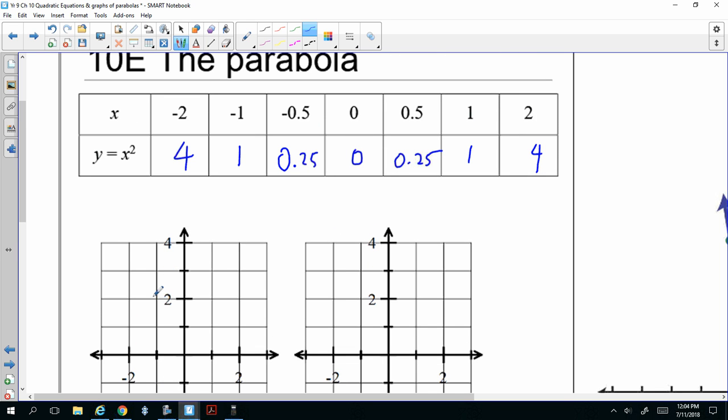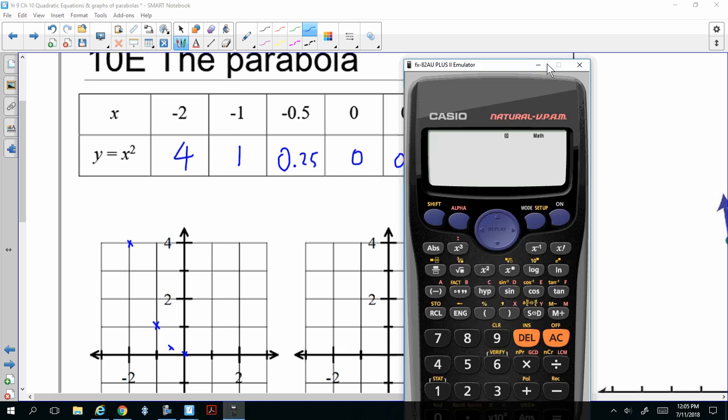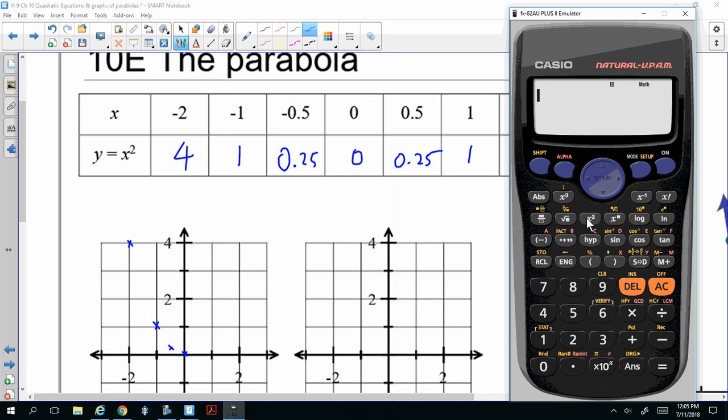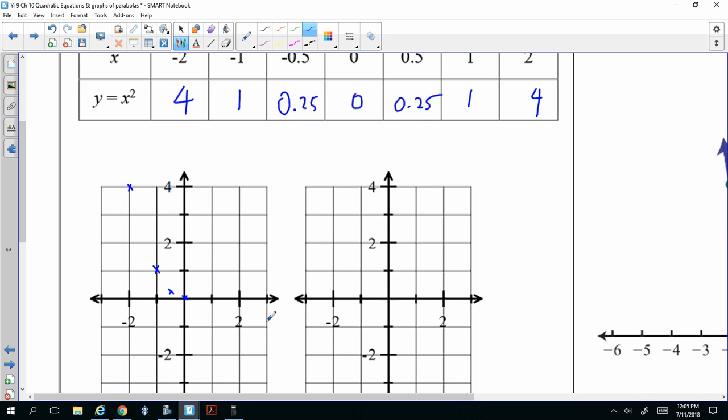Let's plot the points. 1, 2, half is 0.25. Why does it not make sense? Let's try again. You're going to square -2, but make sure you put a bracket around it. That gives 4. So you go x, y. Got it? And then plot the points.